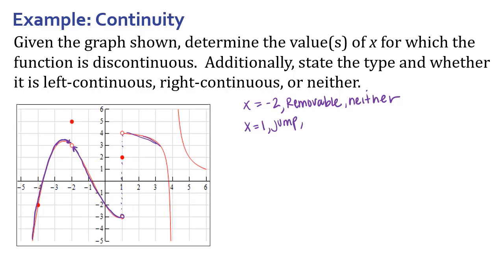And this is also neither, because as I approach it from the left, the function's approaching -3. From the right, the function's approaching 4. But f of 1 is 2. Neither of those are equal, so this is neither.